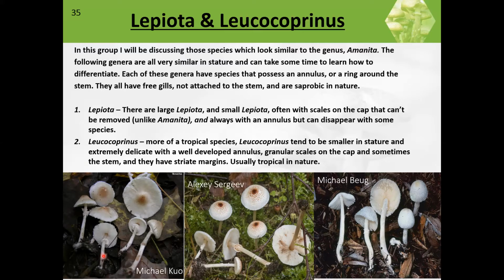But when you look at these, a lot of them have scales, right? So this would be like the cracking feature that I was suggesting earlier. Usually they're small like this, but whenever the cap opens up, it starts to cause little cracks on the cap itself. And Amanitas don't have this feature, so that's a good characteristic to look for.